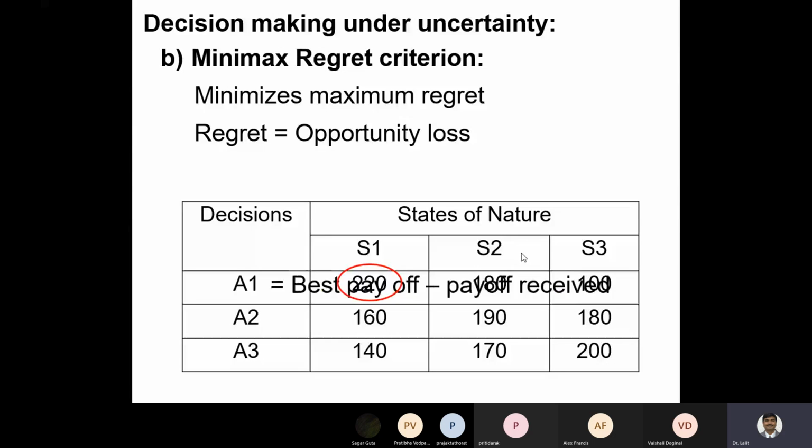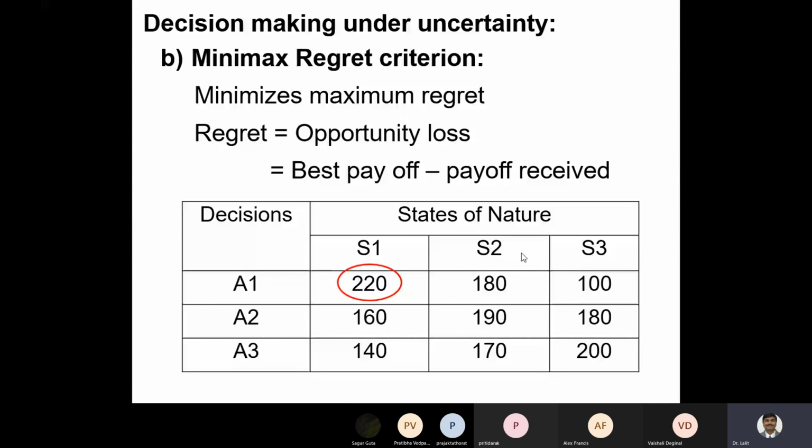So basically, regret is the difference between the best payoff and the payoff received for any particular state of nature. For example, in the case of S1, for state of nature S1 the best payoff is 220.